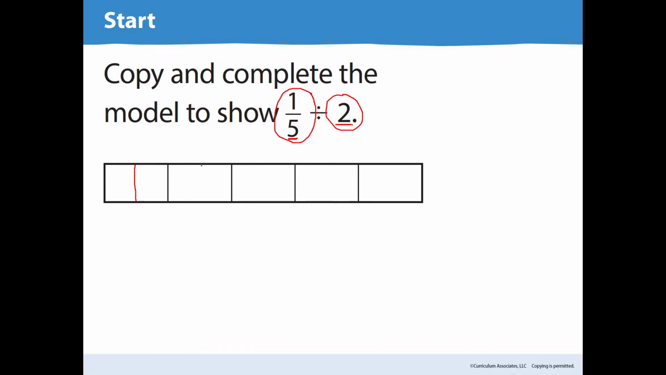So divide that one into 2. That one's divided by 2. Divide by 2, divide by 2, and then the last one divided by 2. All right, the solution to this is going to be what size each of these sections is. So I can see that it is now divided into 1, 2, 3, 4, 5, 6, 7, 8, 9, 10 sections, and so one of these sections is 1/10. So 1/5 divided by 2 is 1/10.